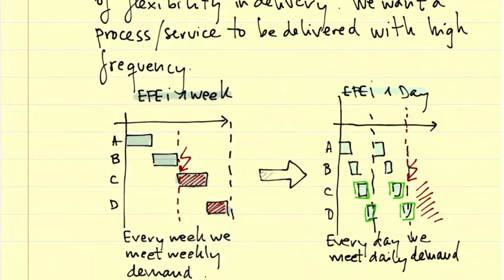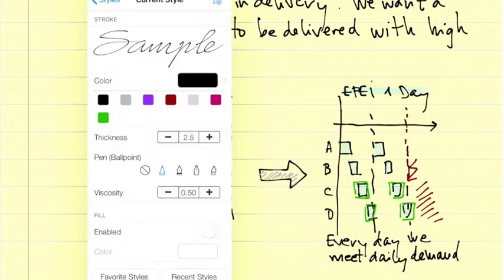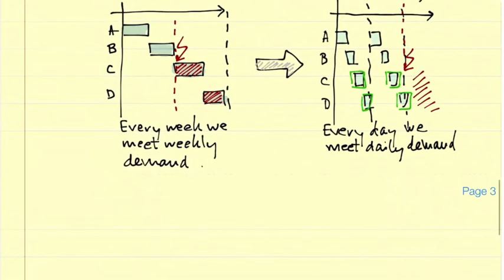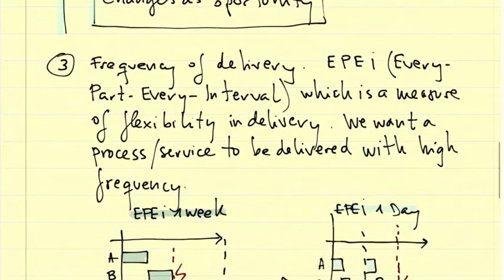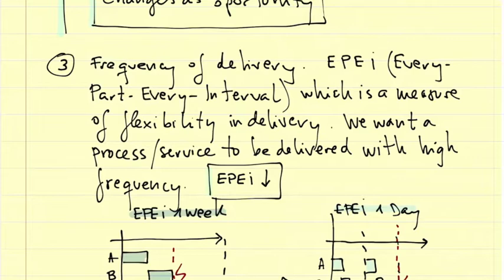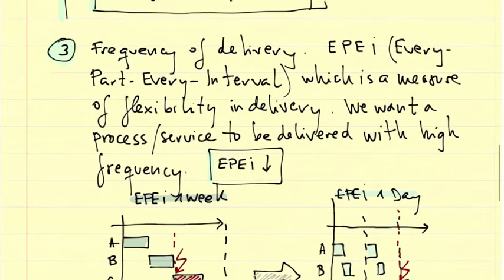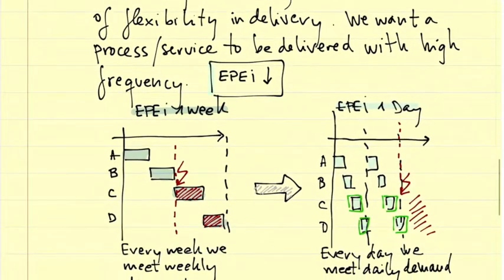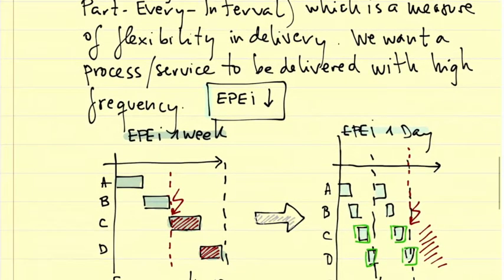What it means is that the smaller the EPI, the better for our flexibility, and as a result, we want EPI to go down. This is our goal when we talk about frequency of delivery and flexibility in the delivery. We will learn next week how to calculate this with real numbers, but just so that you get an appetizer.